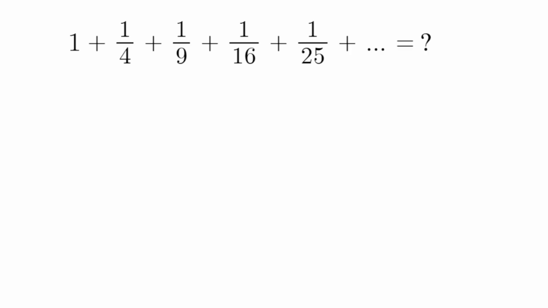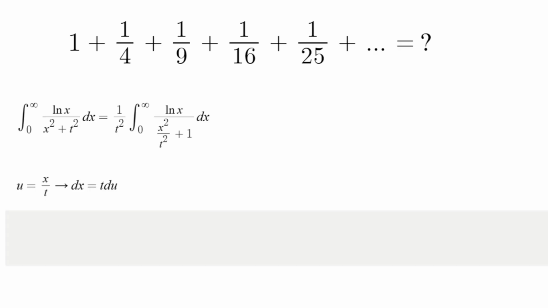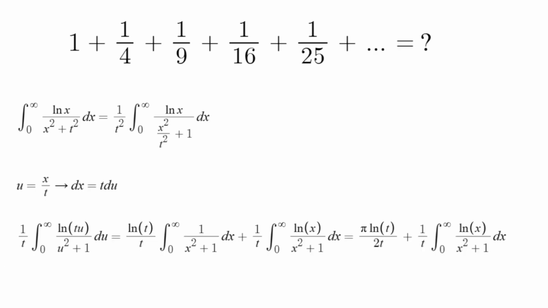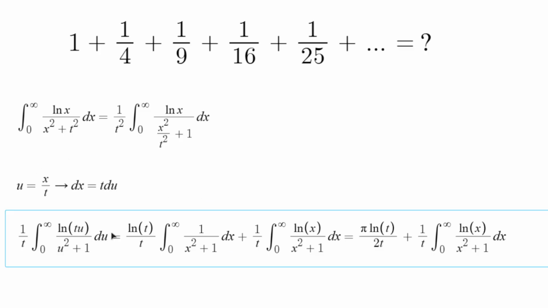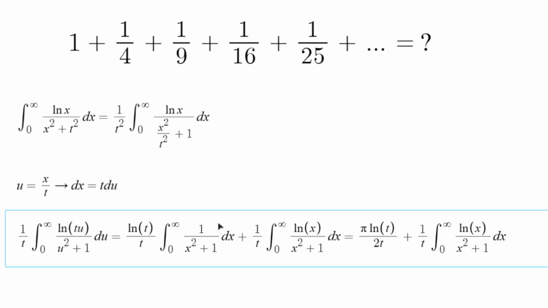So let's get started. First step is just to state this. This might seem like an odd first step, but we're just going to state that this is true. And of course it is. Anybody watching this channel is more than capable of making that leap. And then we'll make the substitution u is equal to x over t. And we get this. So we perform that substitution. This splits into this. And of course, this integral right here is pi over 2.